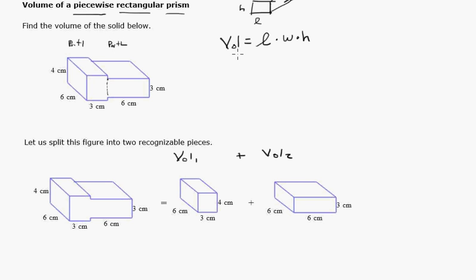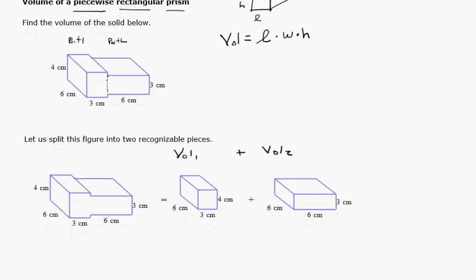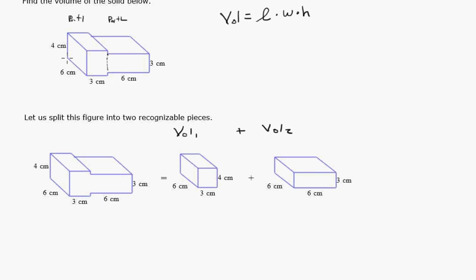So we're going to actually do volume calculations twice. If you look at this figure, you can see that the height is 4, the depth is 6, and the width is 3. So we can do 3 times 4 times 6. And then over here, you can see that it's 6 times 3 times 6. So 6 times 6 times 3. That's all you have to do.